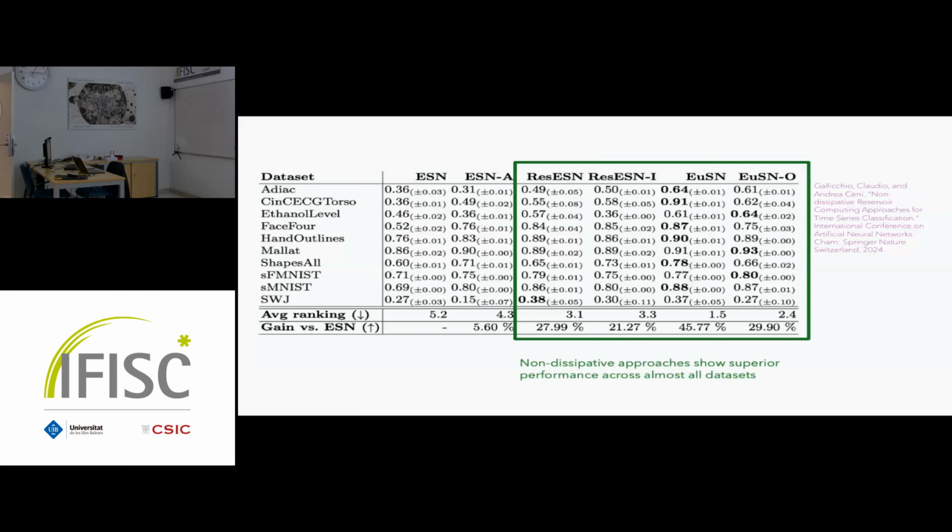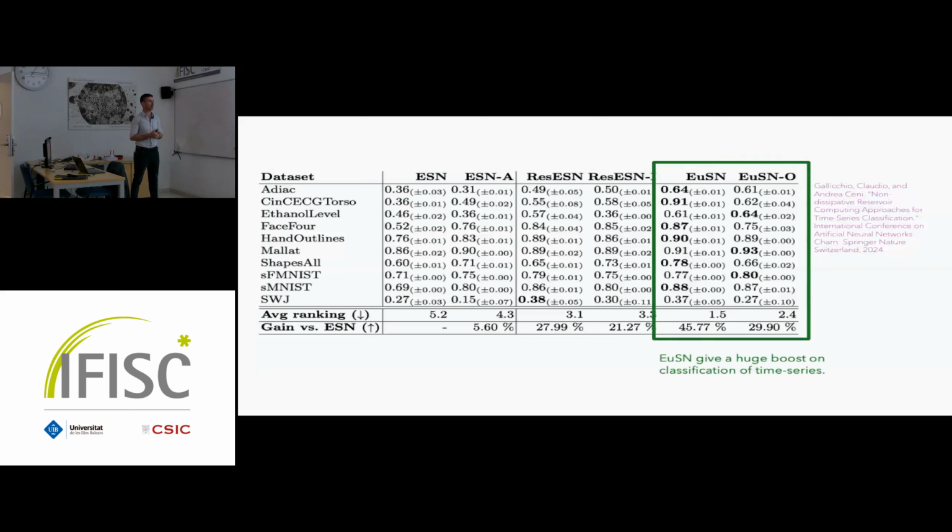Okay, but when we go to the added models, we can see that in general, the non-dissipative approaches can give you a substantial improvement compared to conventional systems, and especially the Euler state network. Here I've also indicated the average gain compared to echo state networks. The Euler state network, more than 40%, almost 50% of improvement compared to a conventional echo state network system, right? So it brings reservoir computing to a new arena, in a sense, no?